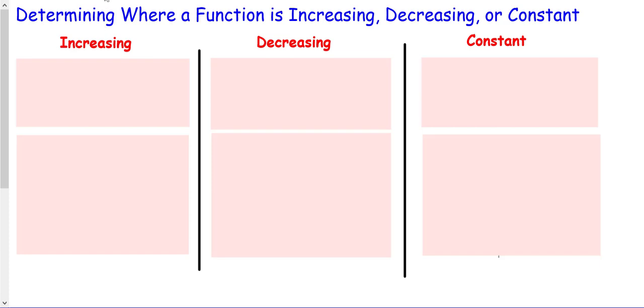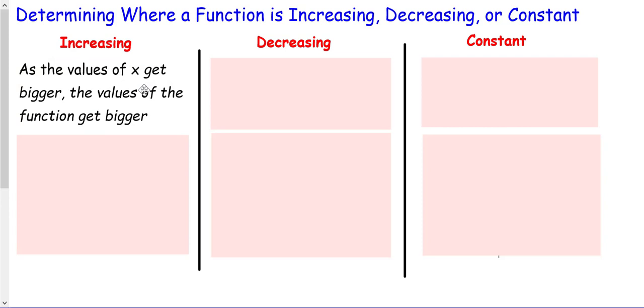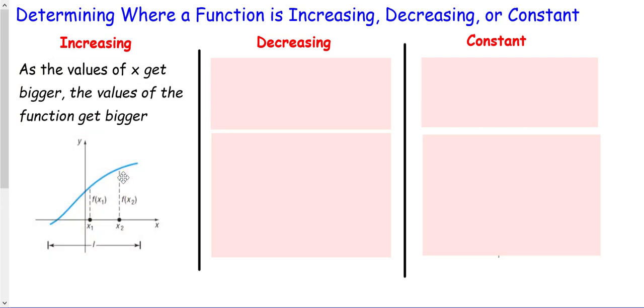Okay, so we want to determine where a function is increasing, decreasing, or constant. If a function is increasing, that means as the value of x gets bigger, the values of the function get bigger. So if we look at the 2 points here, as my x value increases, so does my y value, my function value. So this is an example of an increasing function.